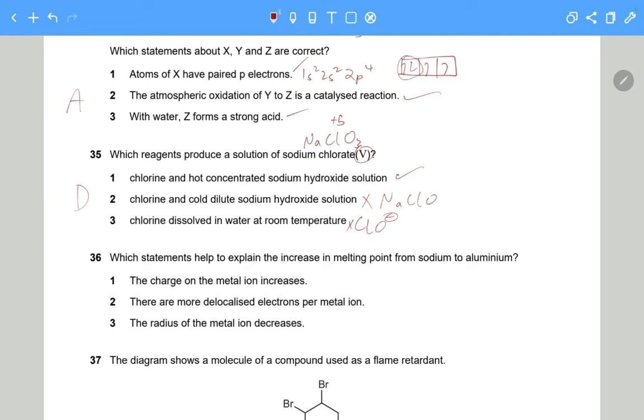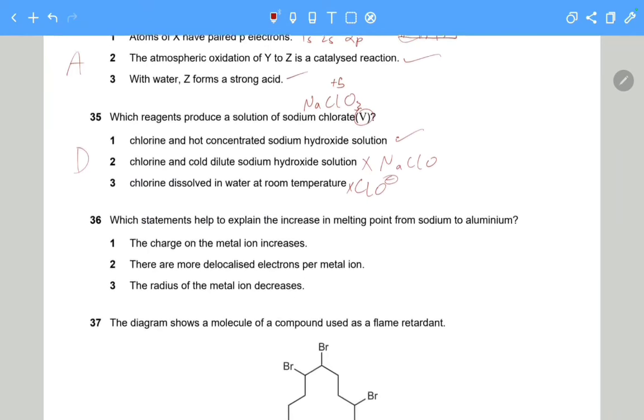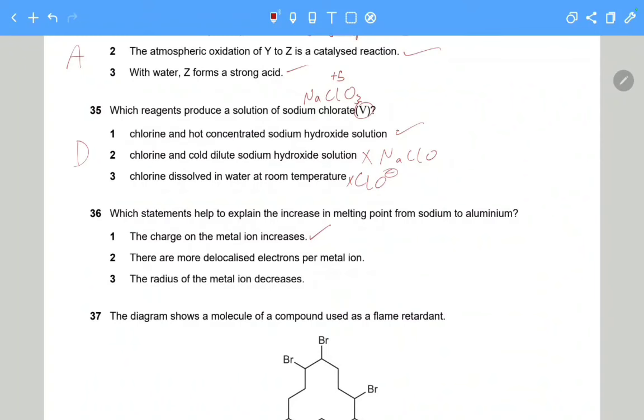Question 36. Which statements help to explain the increase in melting point from sodium to aluminium? So the charge on the metal ion increases. Yes, that's correct, because as the charge increases, the metallic bonding between the metal ions and the sea of free electrons becomes stronger, so it becomes harder to melt the metal. And then there are more delocalized electrons per metal ion. Yes, because as we go from sodium to aluminium, we go from Na plus to Mg2 plus to Al3 plus. So for each metal ion, the number of free electrons increases from 1 to 3.